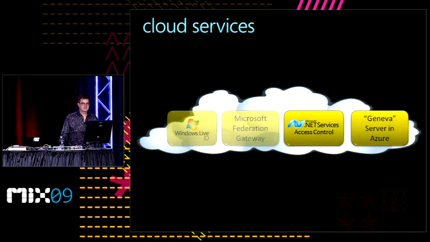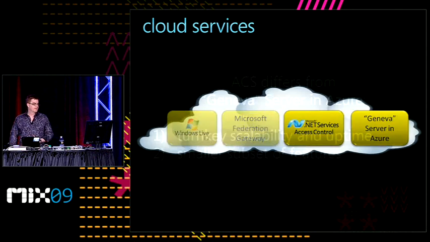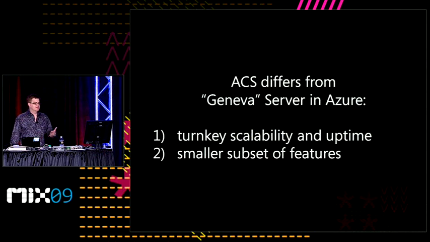Now, you might say, well, if Geneva Server is about doing federation and authorization, what the heck's the difference between that and the Access Control Service? Well, the big difference between ACS and Geneva Server, at least running in Azure, is that ACS is all about being completely turnkey. In other words, you don't have to worry about a process running. It's just there. We worry about it at Microsoft. We worry about scalability. We worry about uptime. We also worry about things like geolocation, right? It's nothing that you guys have to worry about from an operations perspective.